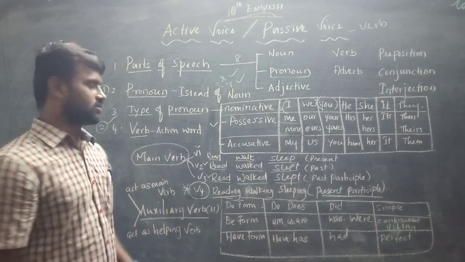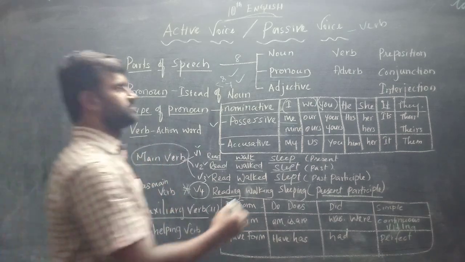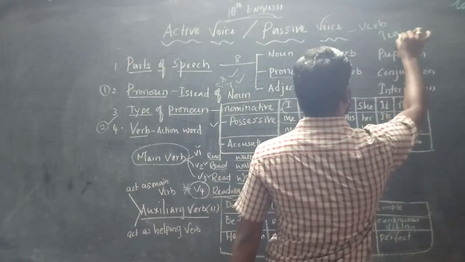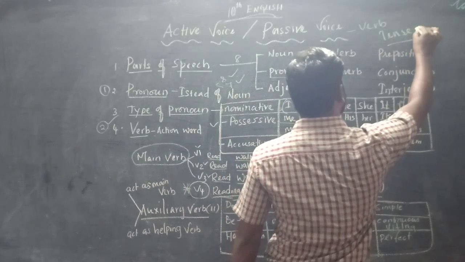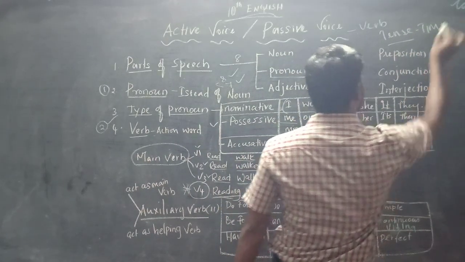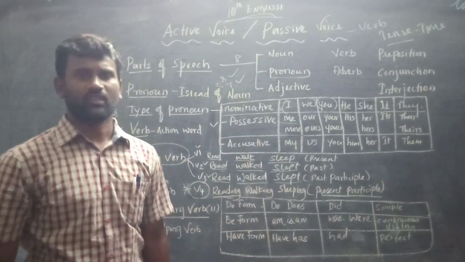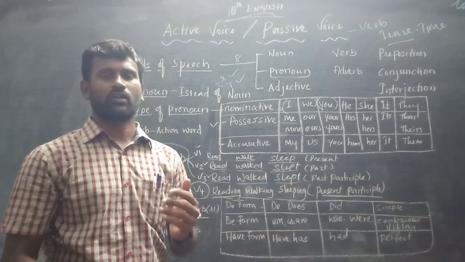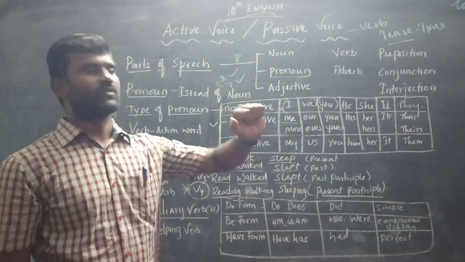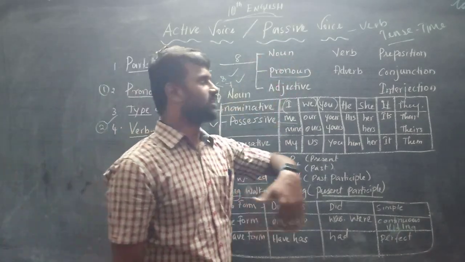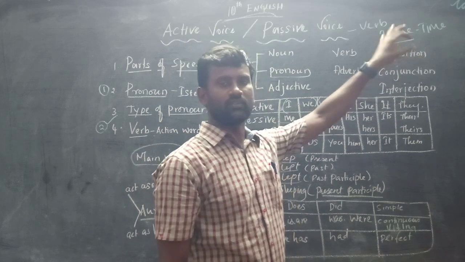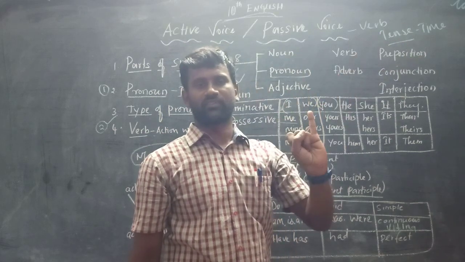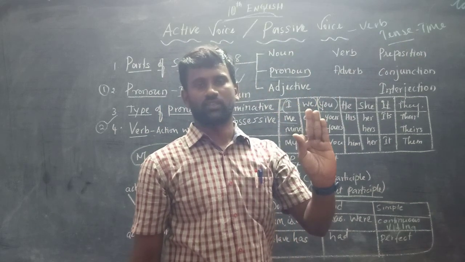So what is tense? Tense is nothing but time. What is time? It's not something that we look at a watch or mobile phone clock to say it is the time. Of course, that is also time, but here tense indicates three: one is present, past, future.